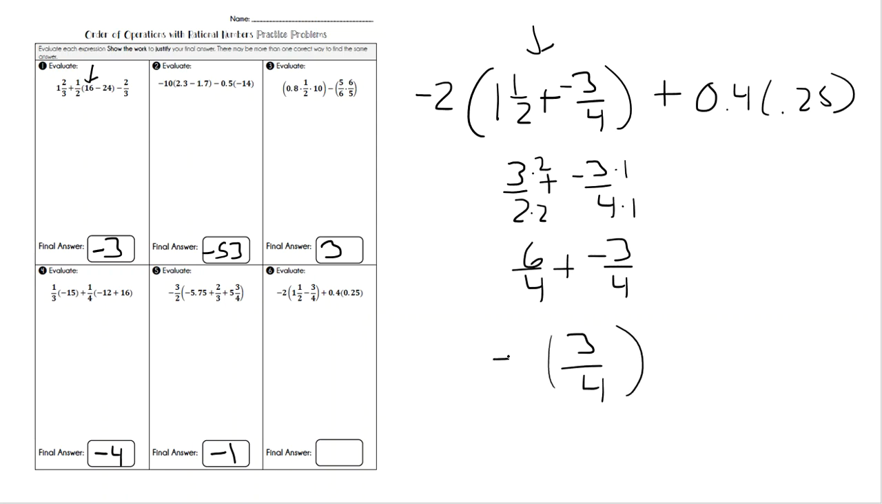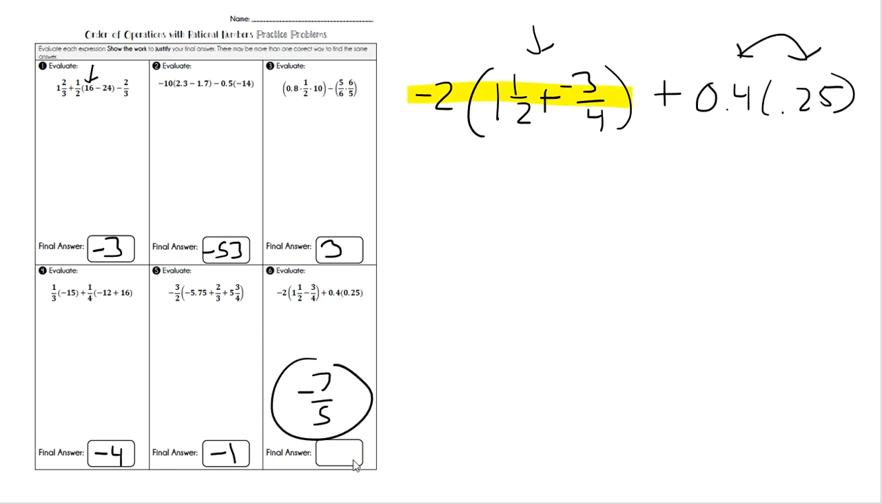And we now have to multiply that by a negative 2, which we'll put that over 1. So negative 2 times 3 is negative 6. 1 times 4 is 4. So negative 6/4. Okay, negative 6/4 simplifies. 2 goes into negative 6, negative 3 times. 2 goes into 4 twice. Whew, negative 3/2. Okay, so now we have a negative 3/2.